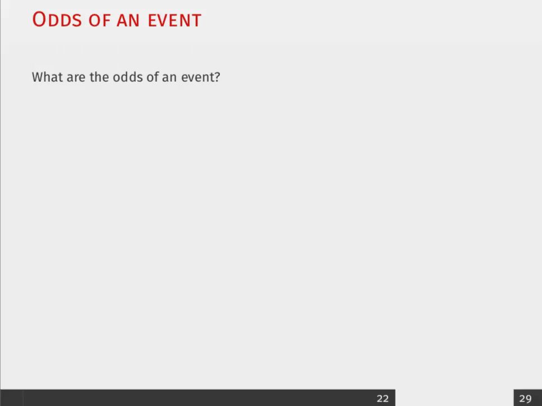Now, I don't want to harp on this too much because I do assume that many of you have a pretty solid background in probability, but I do briefly want to touch on what are the odds of an event happening, and more specifically, how we calculate the odds ratio with regard to the probability of an event happening in the context of our logit regression.